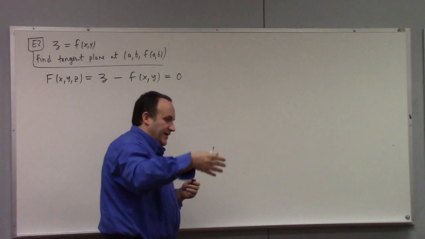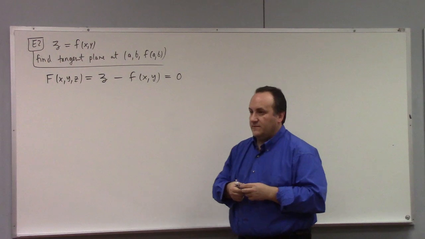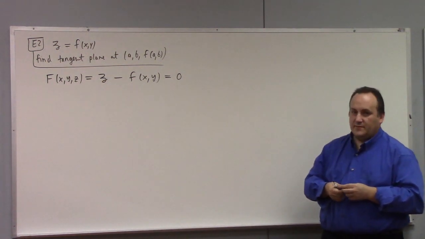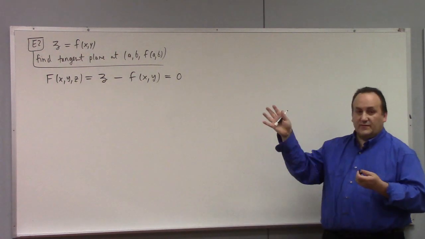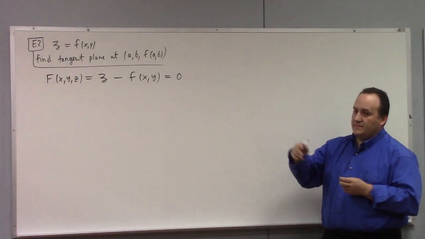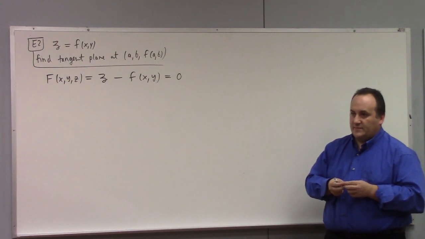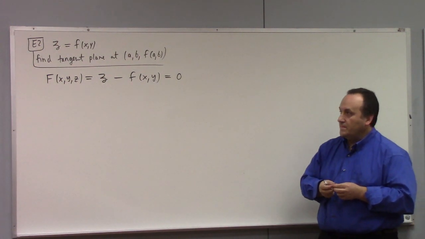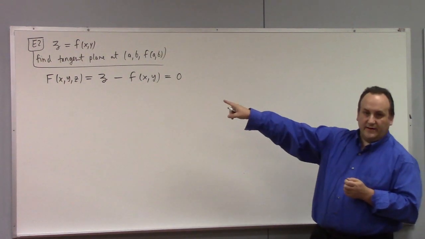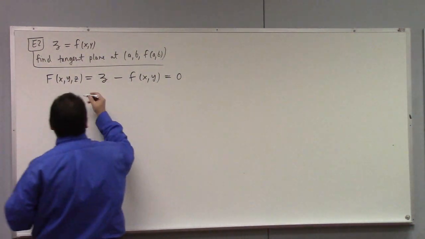So I could graph the upper half of the sphere as a graph, or the lower half of the sphere as a graph, but not the whole thing. But it is a level surface nonetheless. So the concept of a level surface is more general than the concept of a graph. Quite a bit more. Okay, so anyway, what's the gradient here?